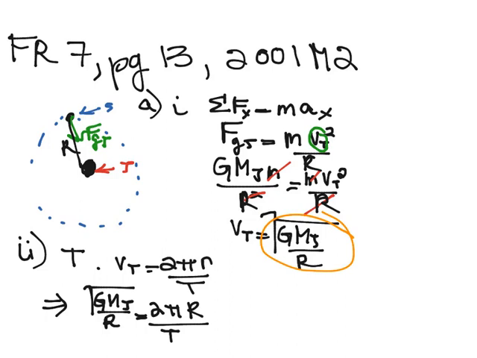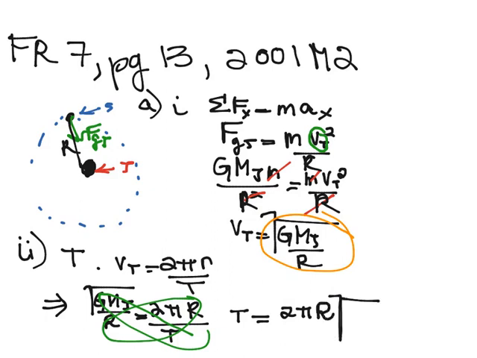Okay, I'm going to go ahead and cross multiply because I want T on top. So I end up with T is equal to 2 pi R times the square root of R divided by G m_J.